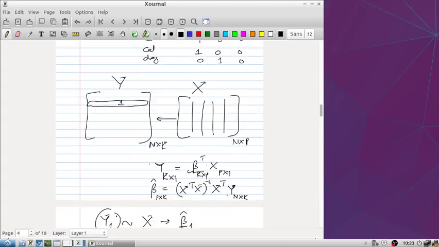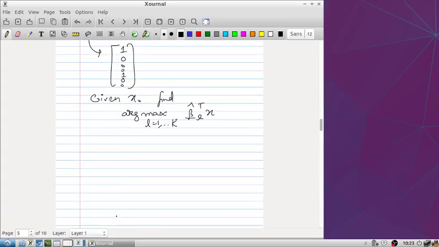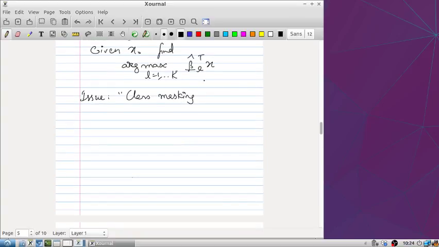Okay, so I want to give one more. The reason why you probably did not see classification using linear regression is because of an issue with this model, which is going to be as follows. It's called class masking. And what is the issue? I'm going to illustrate using an example.